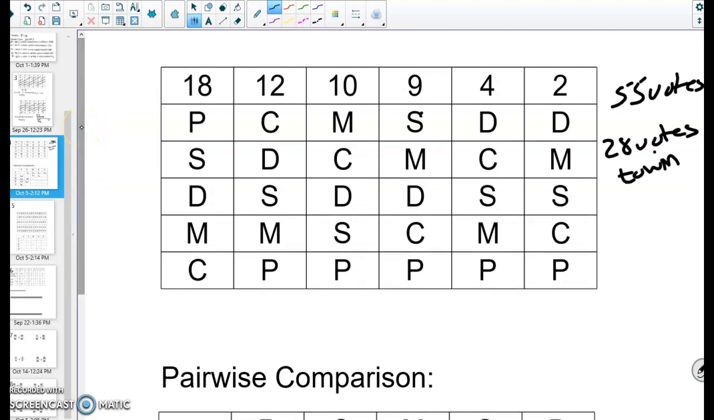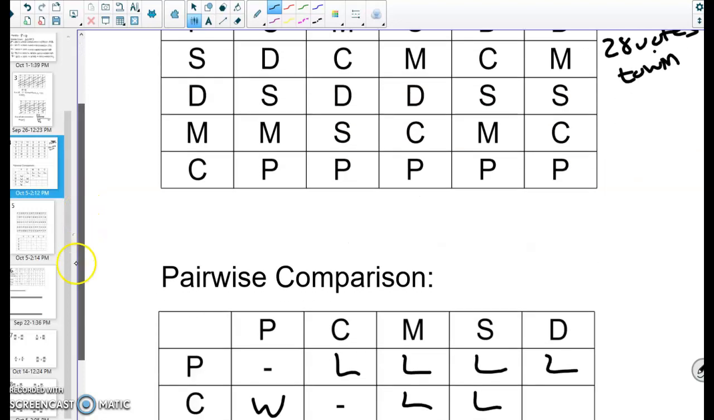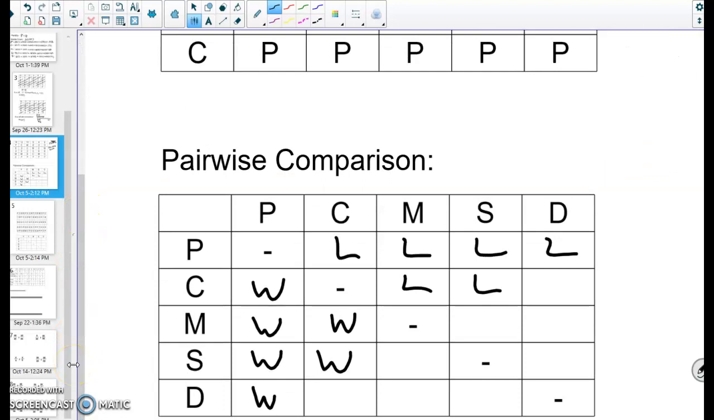C versus D, loses the first column, wins the second, 12 votes. Wins the third, now it's at 22. Loses the fourth, loses the fifth, loses the sixth. 22 is not enough.